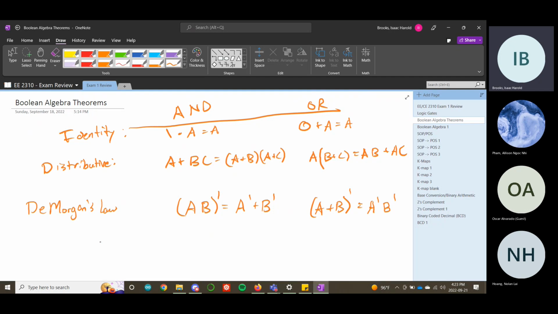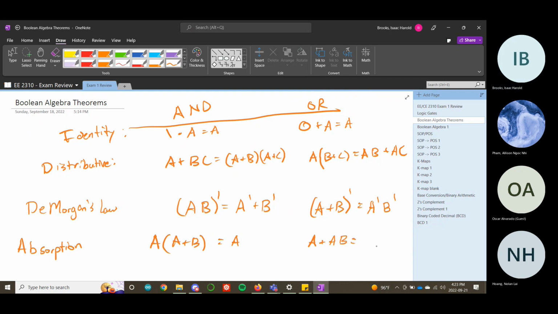There's another one that you might not have talked about in class, because you can derive it pretty easily from the other ones. But this one is also pretty useful for simplifications if you use it correctly. What this one says is A and (A plus B) is just A. And in the other case, it works the same way, where A or AB is just A.